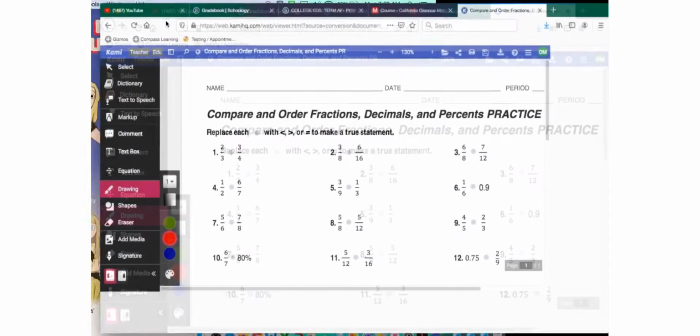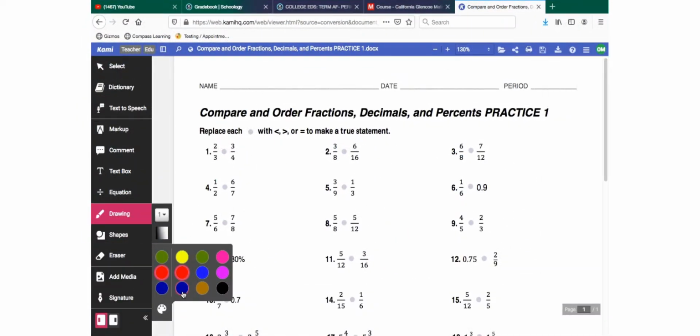Hi, you guys. So we're going to compare and order fractions, decimals, and percents. So one technique you could do is cross multiplication. Start at the bottom, multiply the denominator with the numerator. Write your answer on the right side, and then do it the other way. And then compare the two answers and see which one's bigger. And then you could put the correct symbol. So 8 is less than 9, which means the 2/3 is actually less than 3/4. So it works the same way.